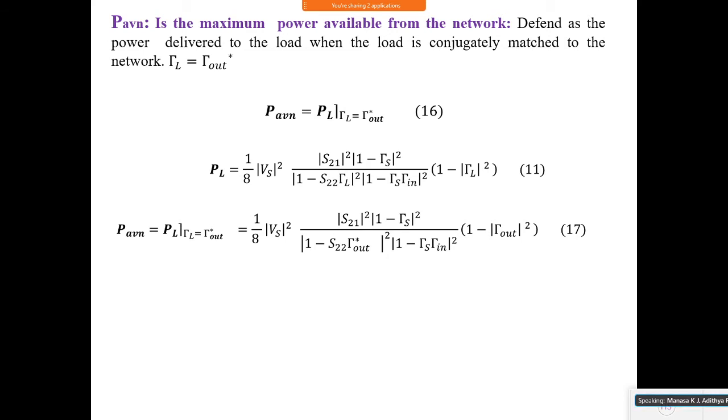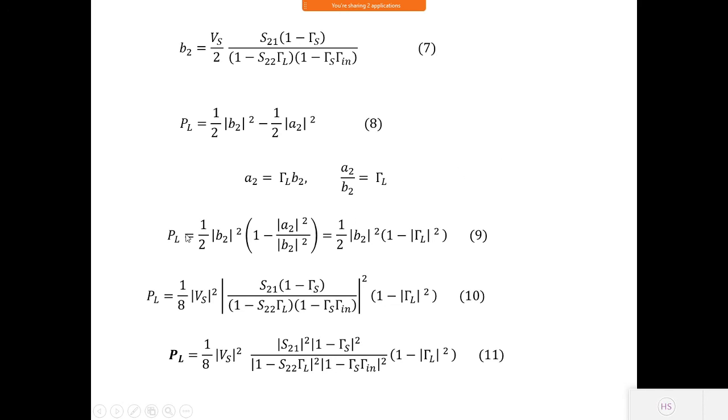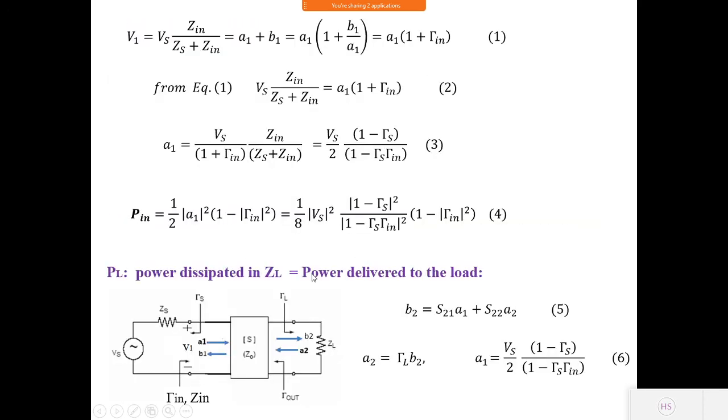Now the next definition is PAVN. It is the maximum power available from the network to the load. That means we have obtained PL. What is the power delivered to the load? We obtained PL in the previous part.